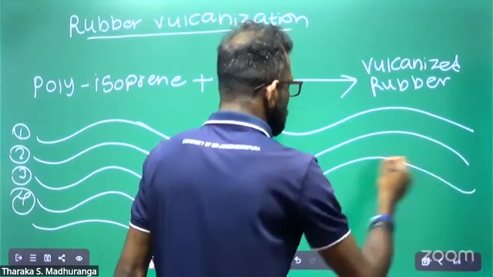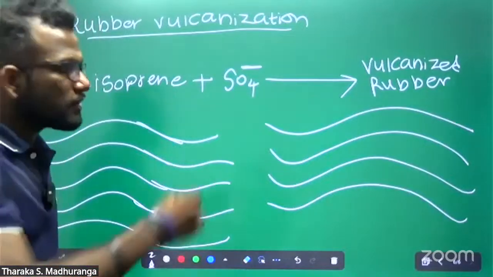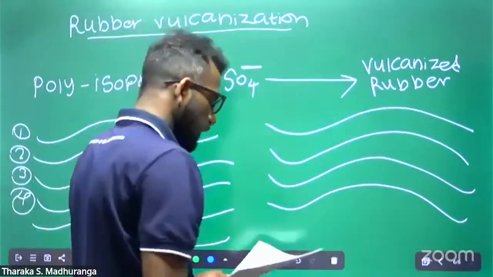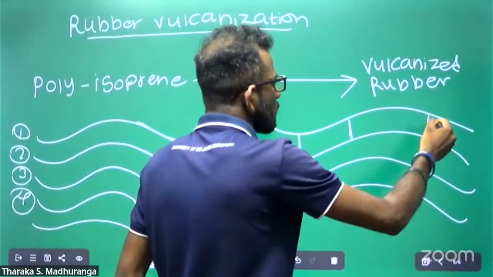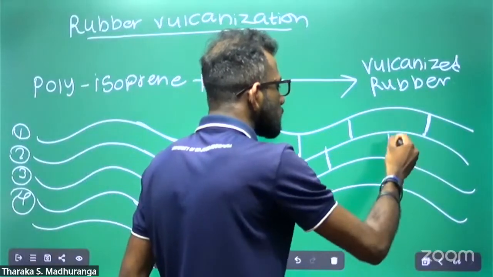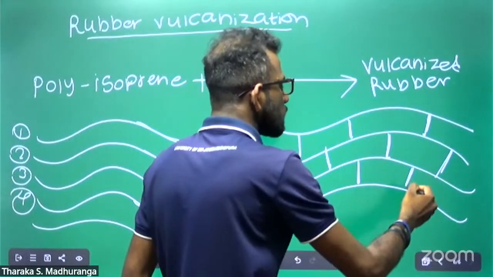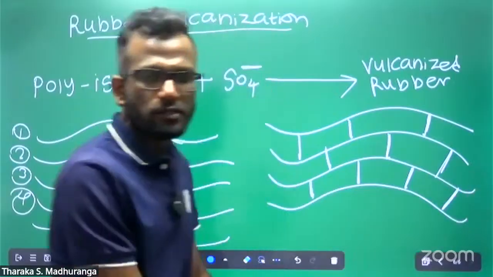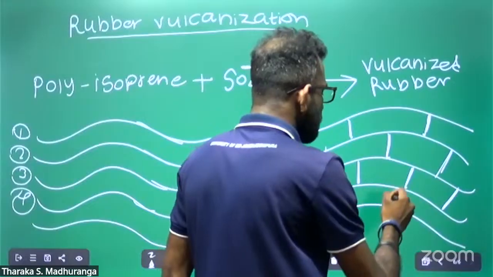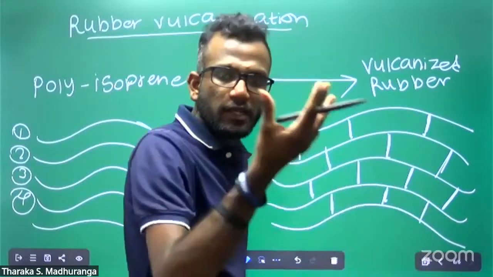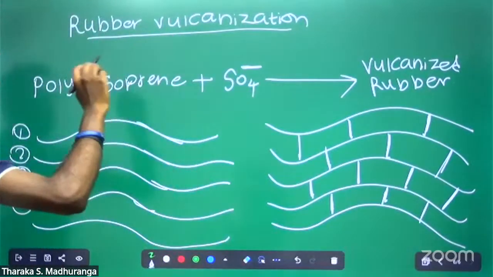Between these polymer chains, crosslinks are formed. I told you that crosslinks are formed between these polyisoprene chains. Then what happened? You need to remember the elasticity of natural rubber.